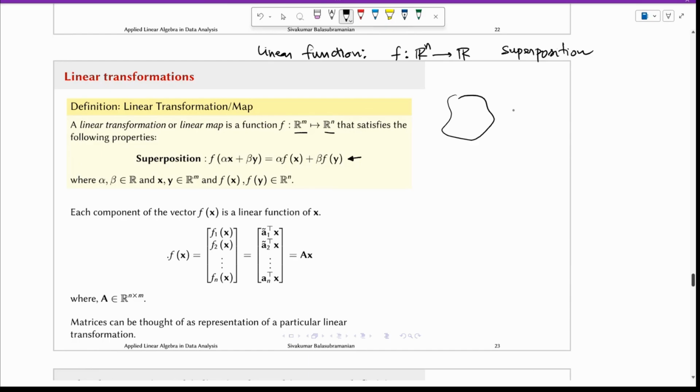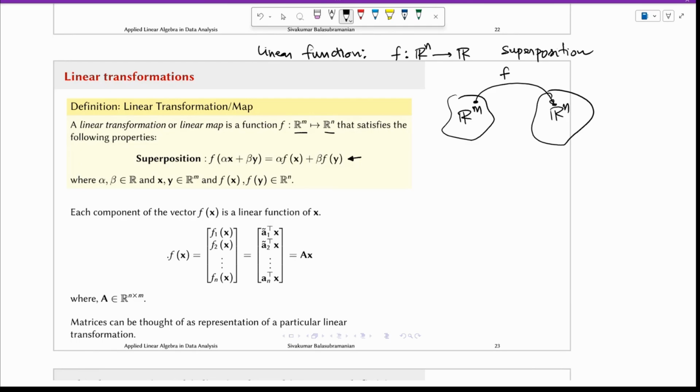Earlier when we saw linear functions, right, they were taking elements from Rn and mapping them to the real line. Now what we have is not that. It takes elements from Rm. It takes a point from here and maps it to a point here. And if this map satisfies the superposition principle, then we say that it's a linear transformation or a linear map.